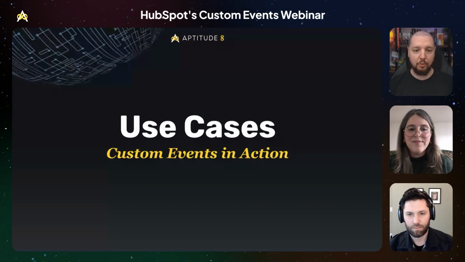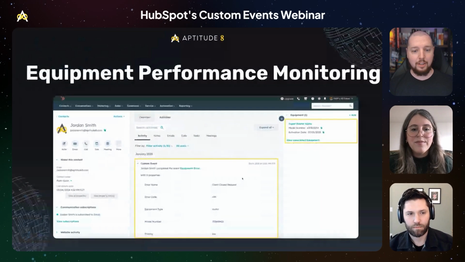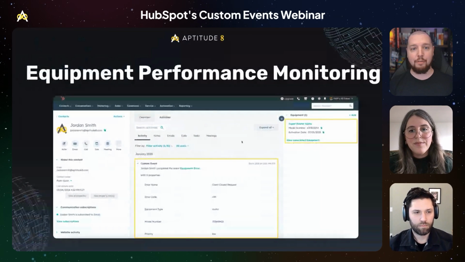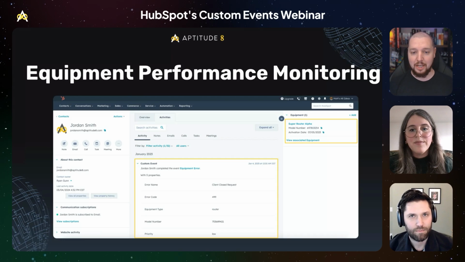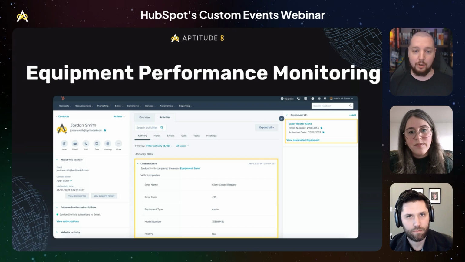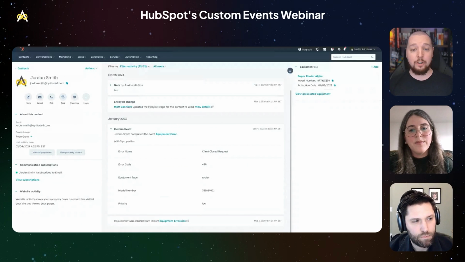We're going to go through some real world use cases for how you could implement custom events. So the first example we have is equipment performance monitoring. And this is a really interesting one because it's not actual behavior that the contact or the customer took. It is something that is happening that is related to them, but they may not even be aware that it's going on. So here we've got a contact, Jordan Smith, who is a customer at an internet service provider.